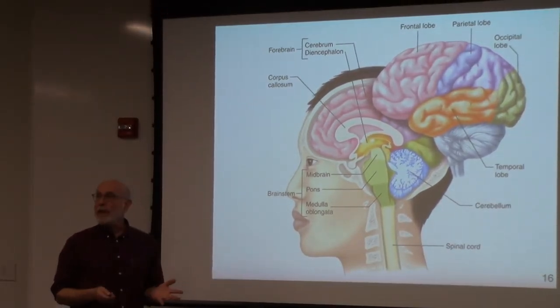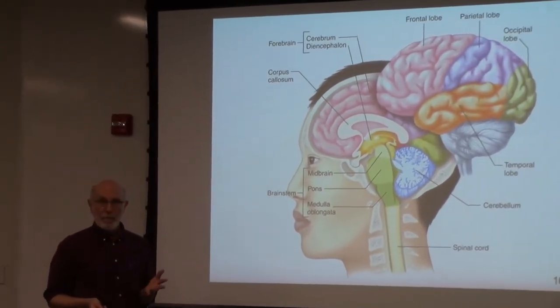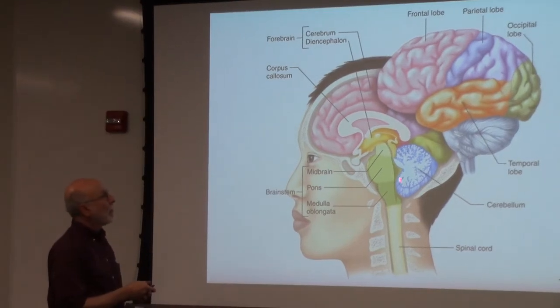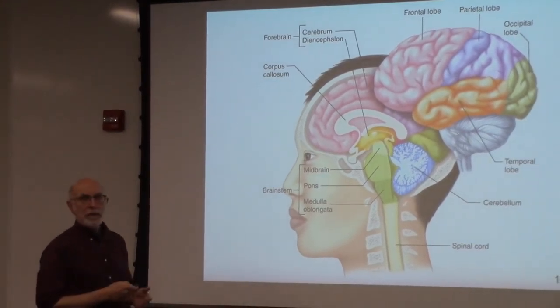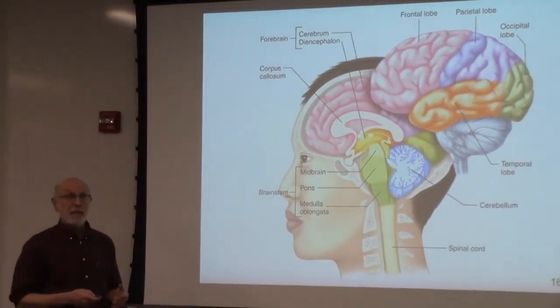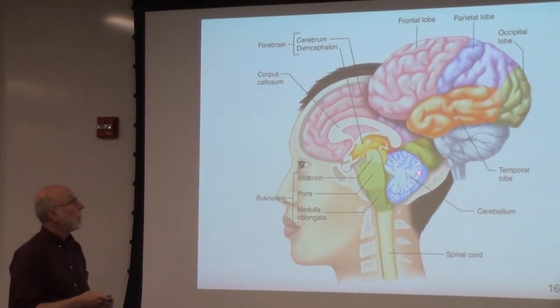So the lobes of the brain are important to know. Cerebellum is another, it's not a lobe of the cerebrum, but it's another easy to identify part of the brain.